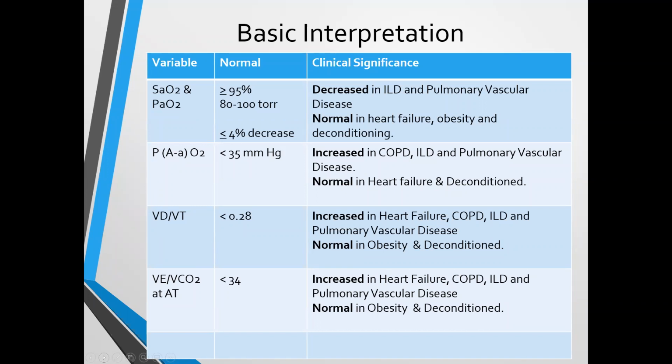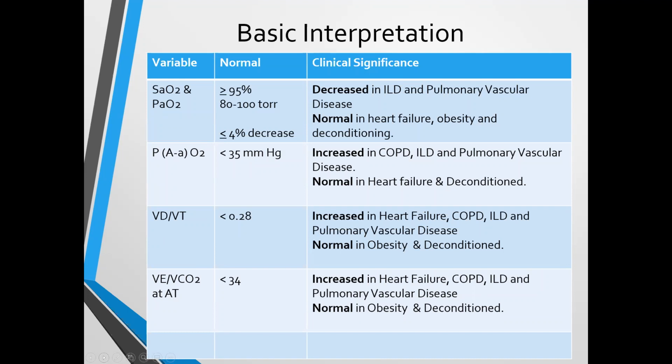Dead space ventilation, the normal range is listed here. Increased in heart failure, COPD, pulmonary vascular disease, normal in obesity and deconditioned. And then some of the other parameters we have here: minute ventilation to oxygen uptake at anaerobic threshold, AT. Normally less than 34. Increased in heart failure, COPD, ILD, and pulmonary vascular disease, and normal in obesity and deconditioning.